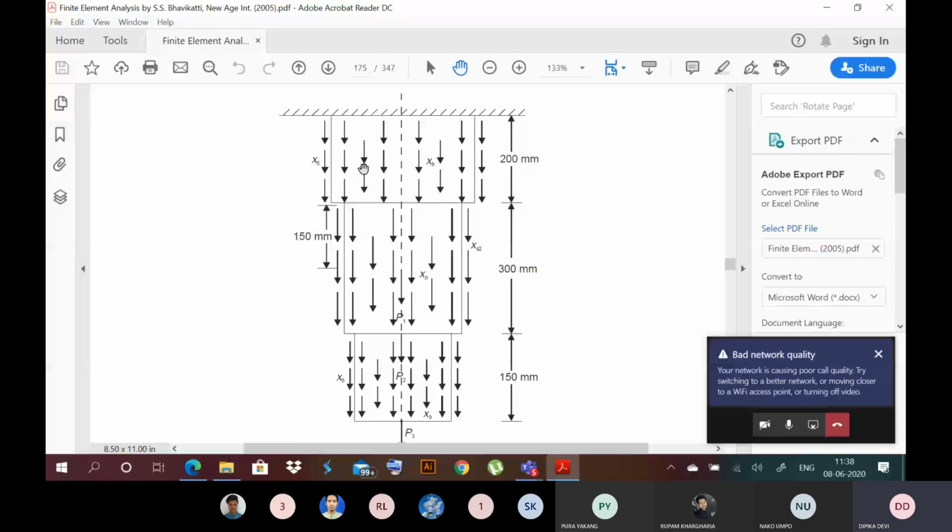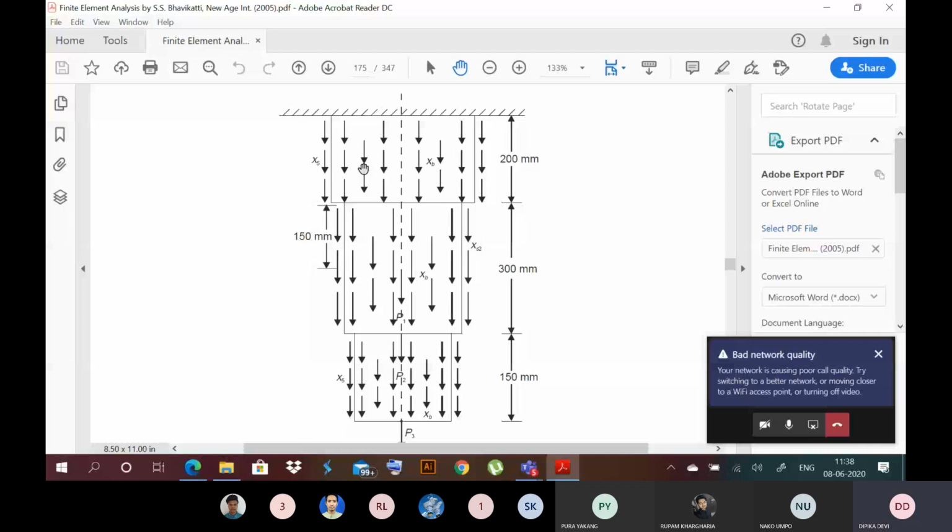Now we'll derive the consistent load vector due to body force and surface traction. Point load we can directly incorporate into the global force vector. As we have geometric discontinuity, we have to place one node here, one here, one here, and one here. That means we should have a minimum of 4 nodes, that means a minimum of 3 elements.